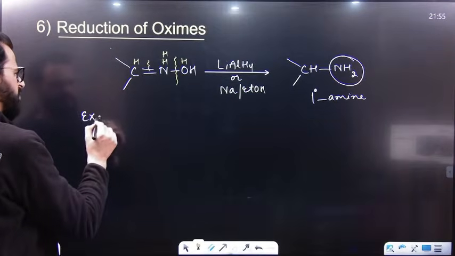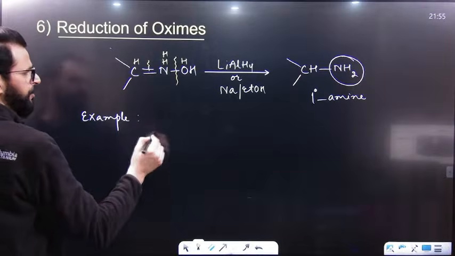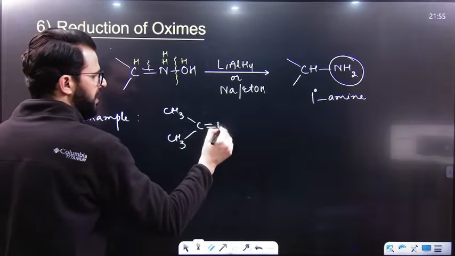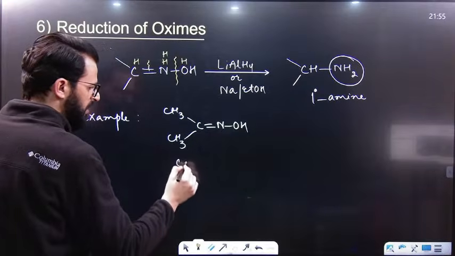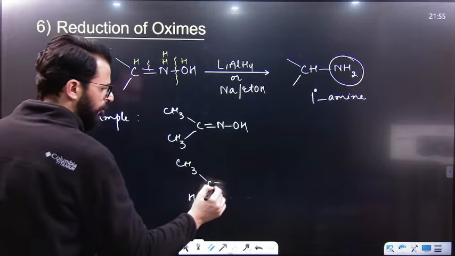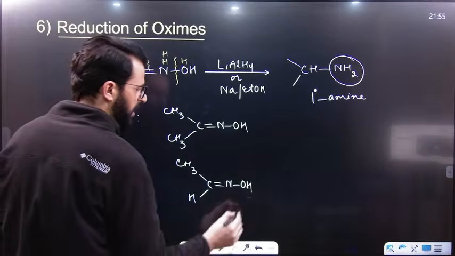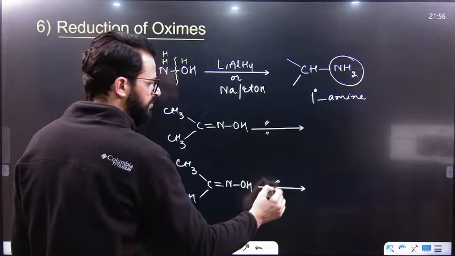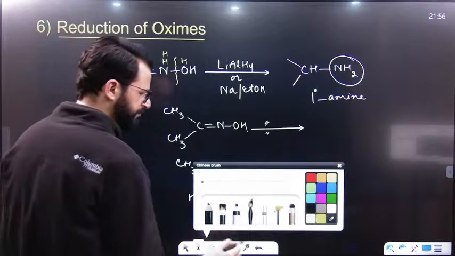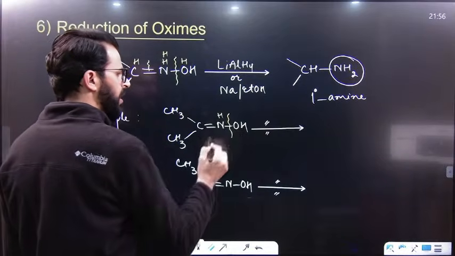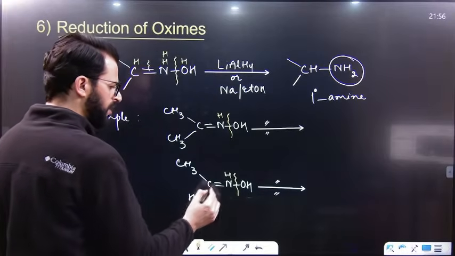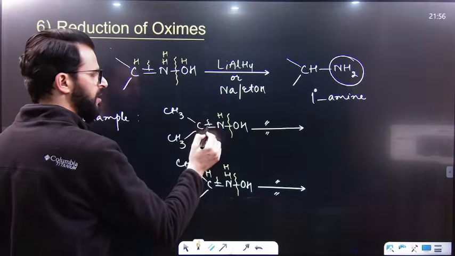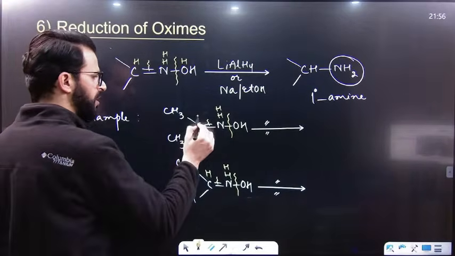If I take a simple example here, what will be the product? If I write down CH3, CH3, that means this is an oxime of ketone. And if I write down CH3, CH double bond NOH, this is an oxime of aldehyde. Now, what will be the product if we treat these oximes with these reducing agents? So simple. We have to break this and add hydrogen here, break one more bond, add one hydrogen to nitrogen and one hydrogen to carbon. Similarly, break this bond, add one hydrogen to nitrogen and one hydrogen to carbon.